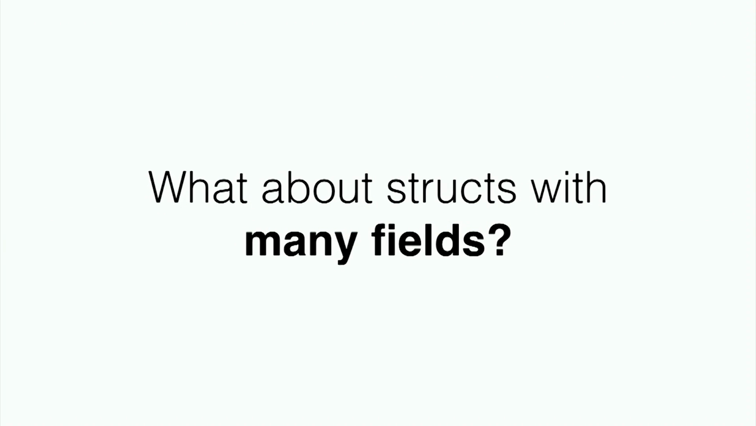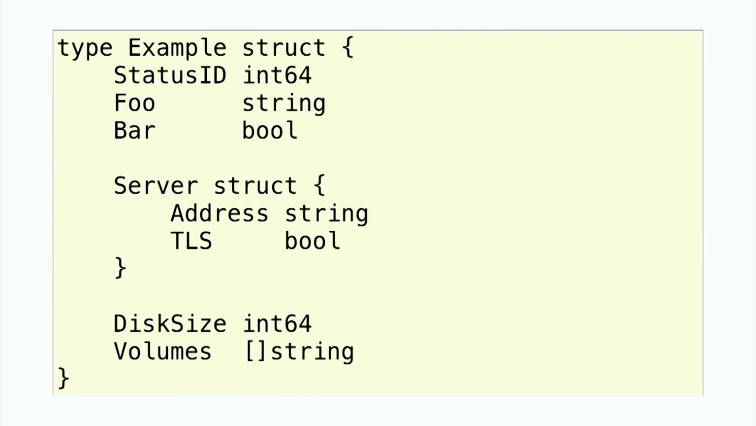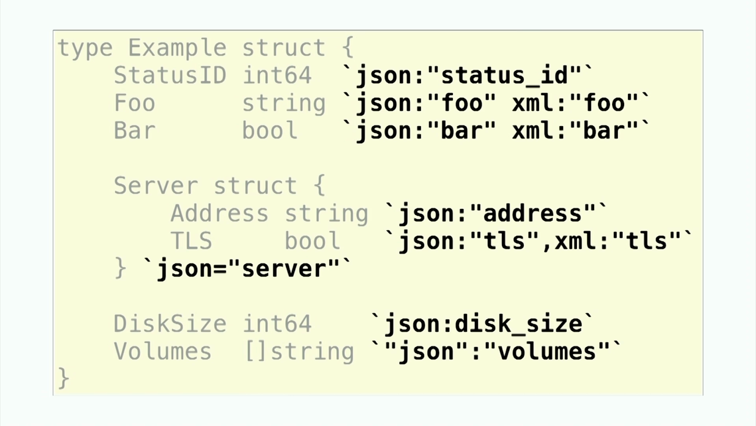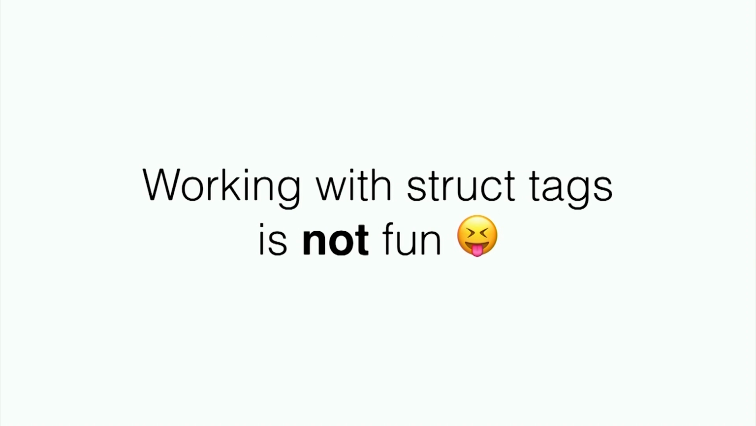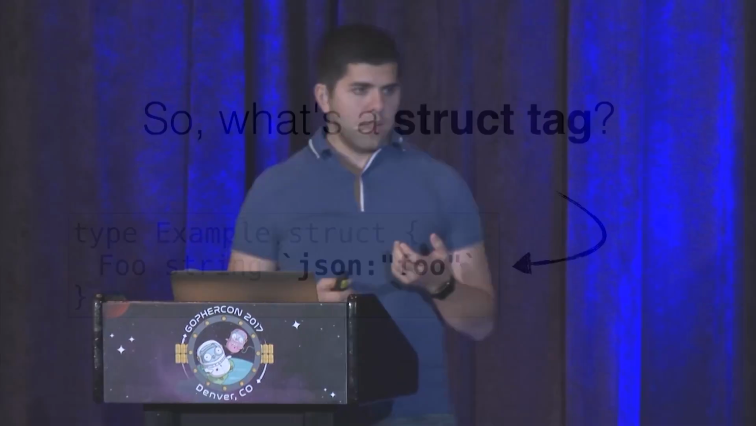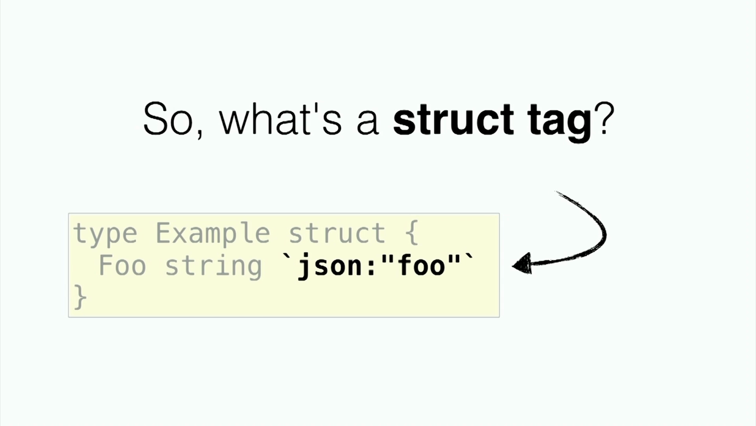But the problem arises when you have multiple fields. For example, for this struct, you have to go and write multiple JSON struct tags. And this is not fun, you know? Writing all these fields, all these struct tags is not fun. So we can make it much easier and simplify it. But first, let's define what a struct tag is, and then go from there.